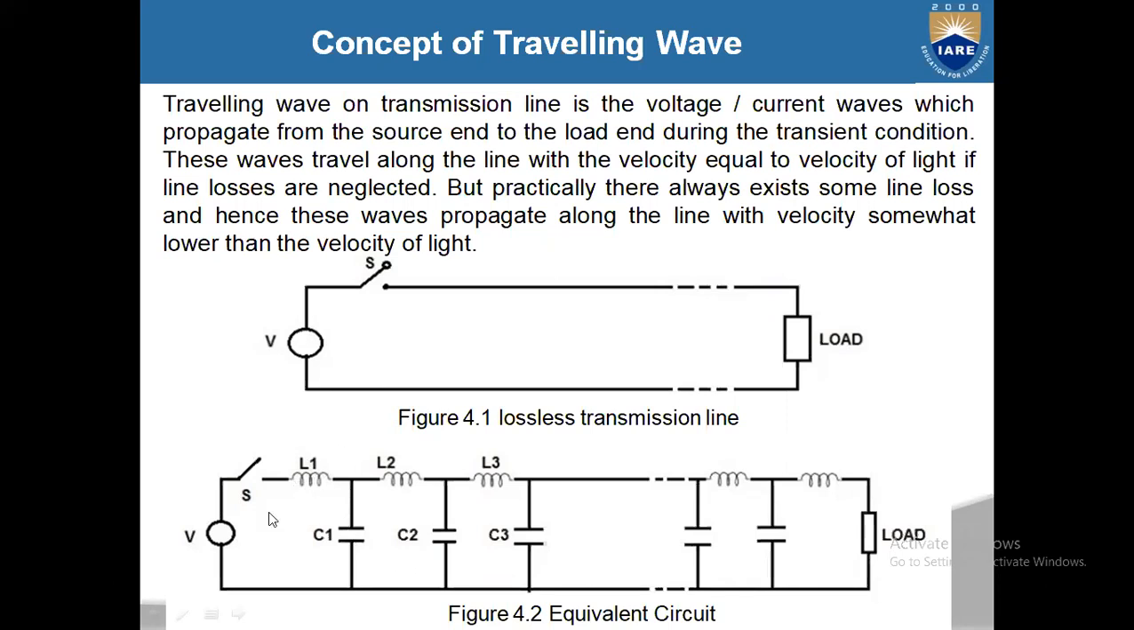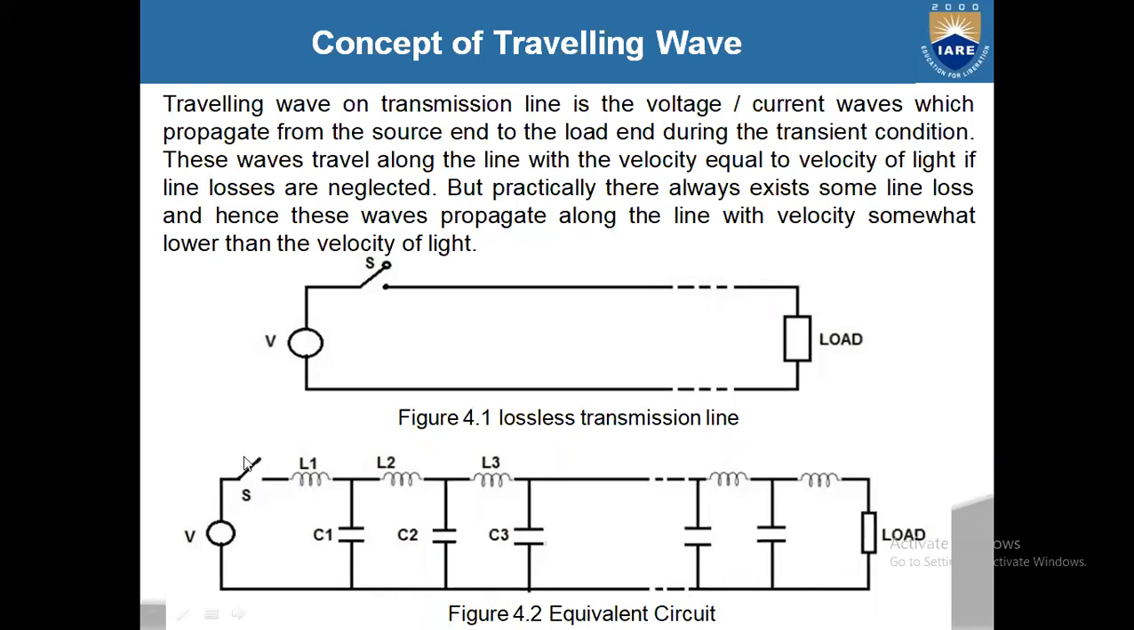Okay, so this lossless transmission line equivalent circuit is given in the second figure, where you will have L1, C1, L2, C2, L3, C3, like that up to Ln and Cn. Inductance and capacitance like this. So inductance and capacitance are uniformly distributed.